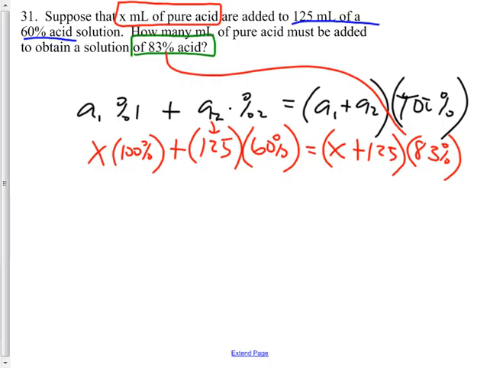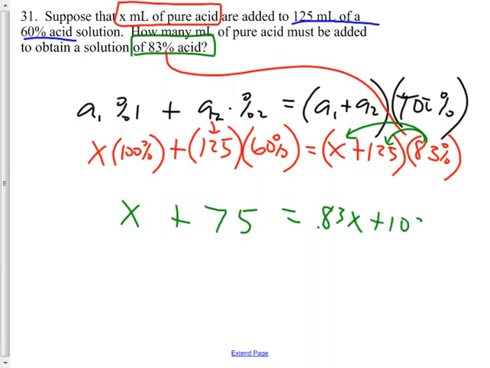Now, the next step, I'd probably do a little simplifying. 100% is 1, 1 times X is X, plus, I don't know what 125 times 0.6 is. Can somebody help me out with that? Thank you. Equals. And now I'd have to multiply this out. 0.83 times X is 0.83X. And this times this, and this times this. And can somebody help me out with 125 times 0.83? Thank you. And now I just have to solve for X. From there, you can handle this. If you can't handle this, you're in deep trouble on this test, because this is very easy from here on out.